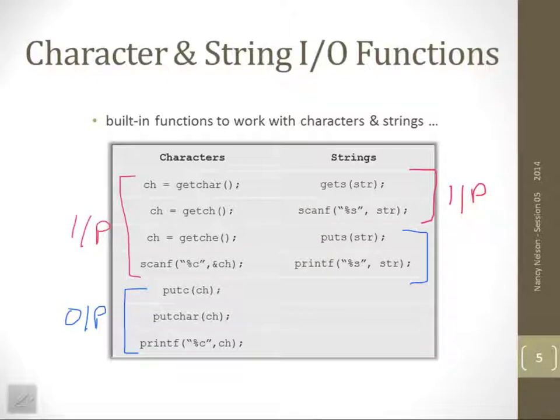The last two here are for string output. So putString is the partner to getString, and it's going to take whatever is in str up to that terminator and print it out to the default output device or the screen. Printf is going to, because we've told it in our format specifier to print a string, print the contents of str as well.